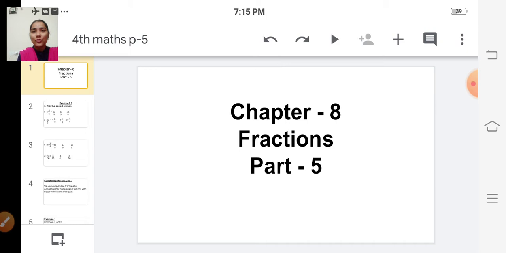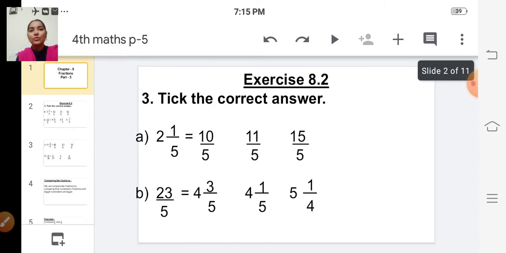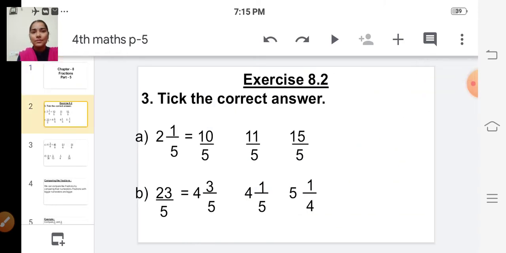So, today also we are going to continue with chapter number 8, fractions. Okay, so let's do exercise problems. Exercise 8.2, third problem, tick the correct answer. In the previous class, we have learnt how to convert improper fractions into mixed fractions and how to convert mixed fractions into improper fractions, isn't it?